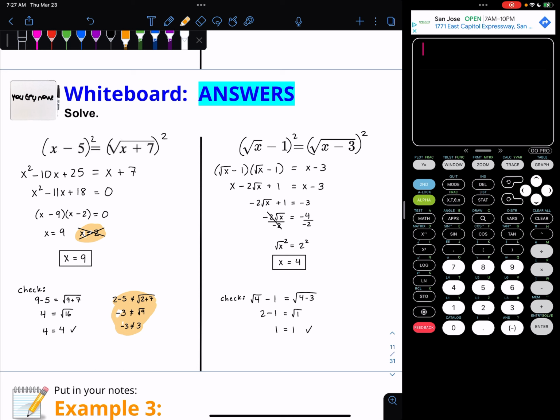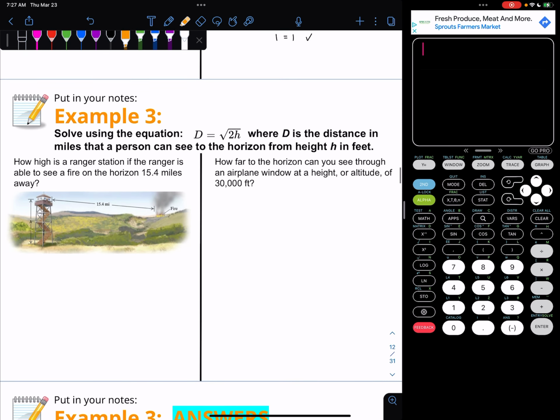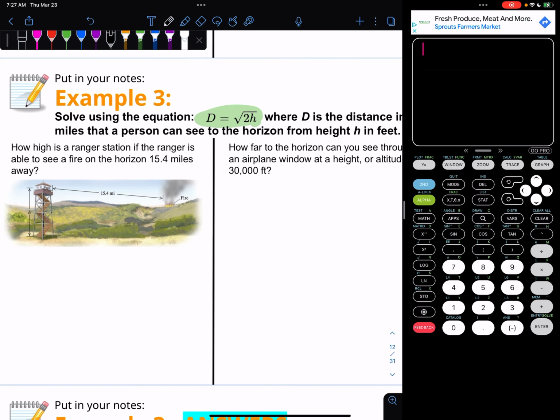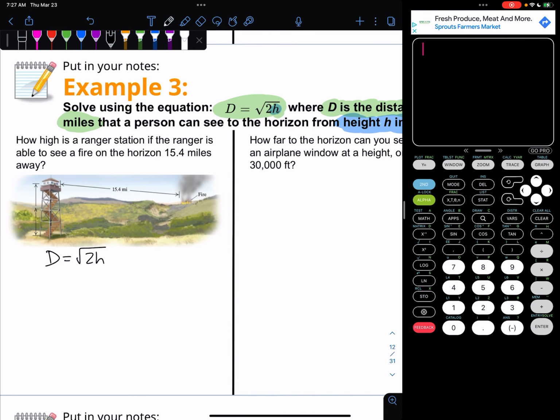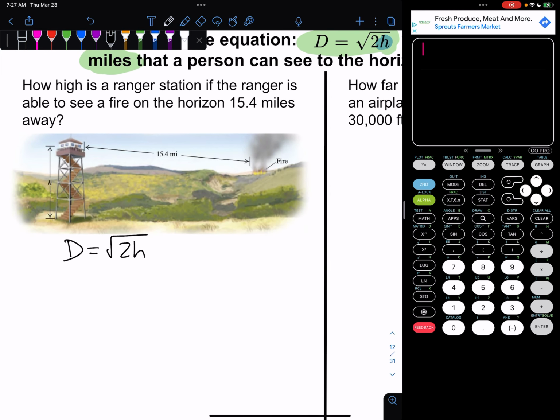All right. Here we go. One more example. Solve the equation using d equals square root of 2h. D is the distance in miles that you can see to the horizon from height h in feet. So h right there is feet. How high is a ranger station if the ranger is able to see a fire on the horizon 15.4 miles away?